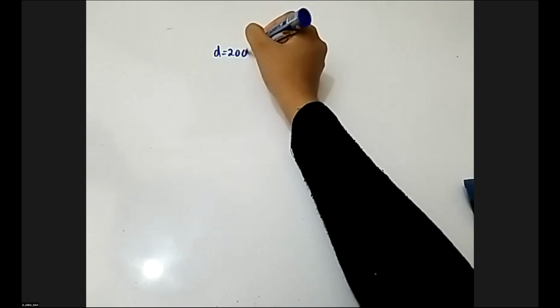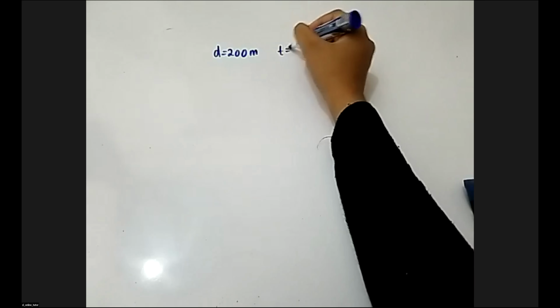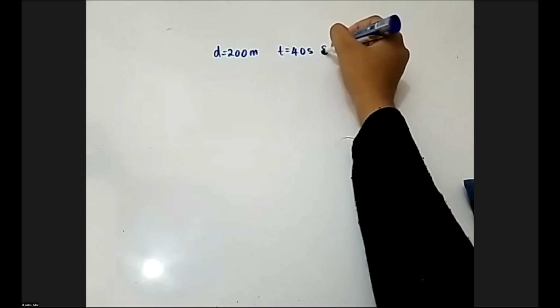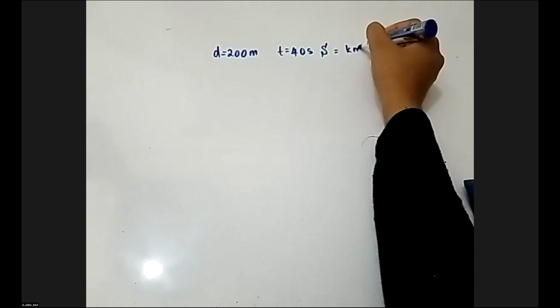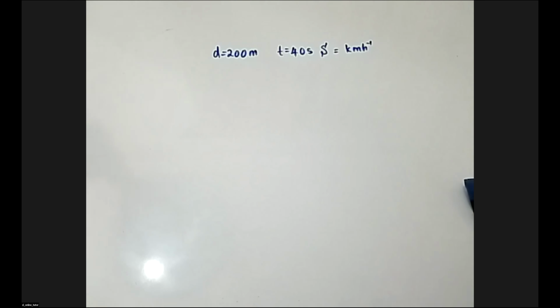Second question says a child runs 200 meters. Distance is 200 meters in 40 seconds. Time is 40 seconds. Find the speed in kilometers per hour. Okay, let's see. Amara is crying whether her answer is correct. Yes, it's correct. Very good.